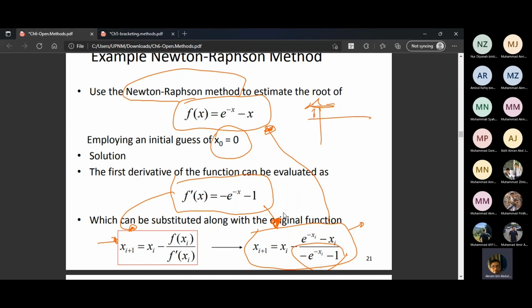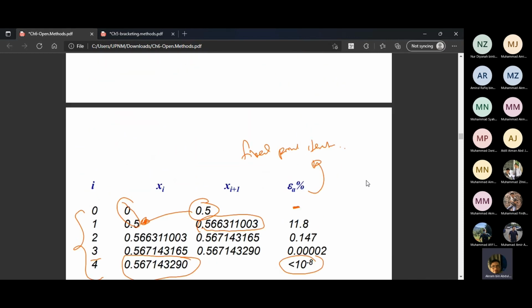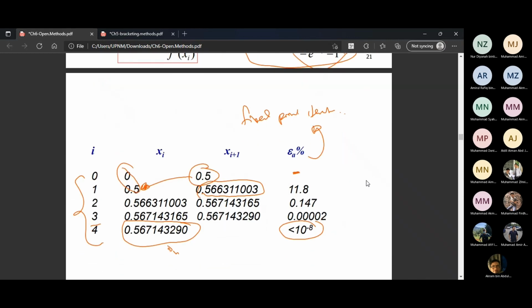So for each iteration, so for each value of i, what is the value of xi? And what is the value of epsilon A? So that's the only thing that we need to do. So okay, we can create a table. So of course, in order to get this table, you need to manually calculate. So we start out with i equal to 0. So xi, our initial guess is xi equal to 0. Then x(i+1) is 0.5. So how we get this one?